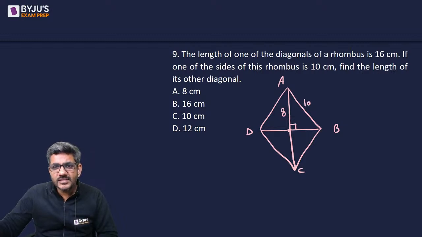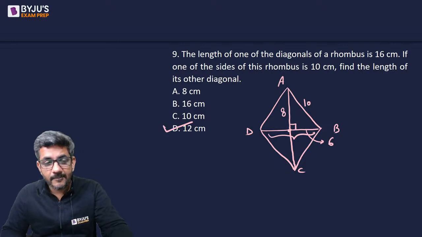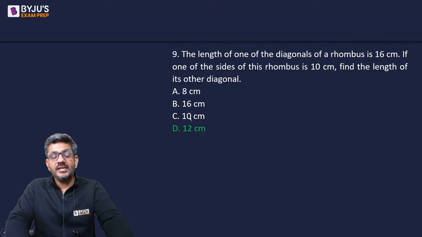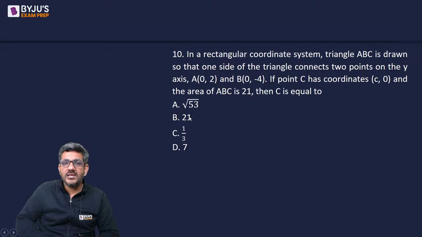So rhombus has all sides equal, so ये 10 हो जाएगी. तो third side automatically 6 आ गई यहाँ पे. Side 6 आ गई तो आपका ये जो है ये 12 आ गया. So D option is the answer. इसमें तो कुछ था ही नहीं. Easiest among all the questions that we discussed today. The right answer is 12, and this brings us to the last question of the day, question number 10.